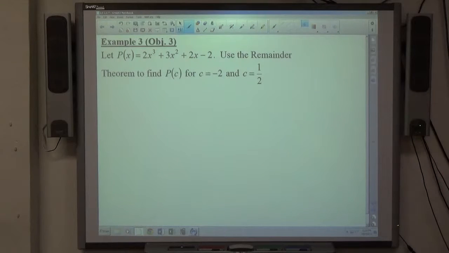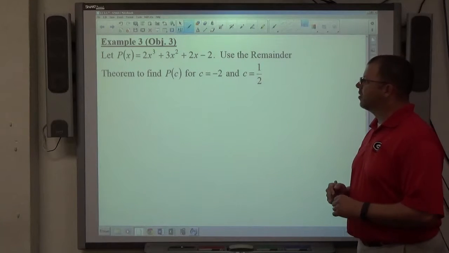Let p of x equal 2x cubed plus 3x squared plus 2x minus 2. Use the remainder theorem to find p of c for c equals negative 2 and c equals 1/2.